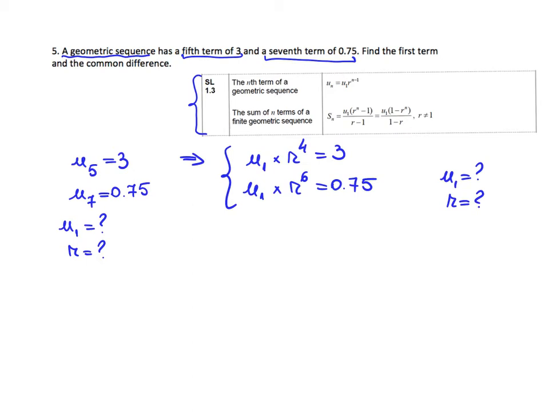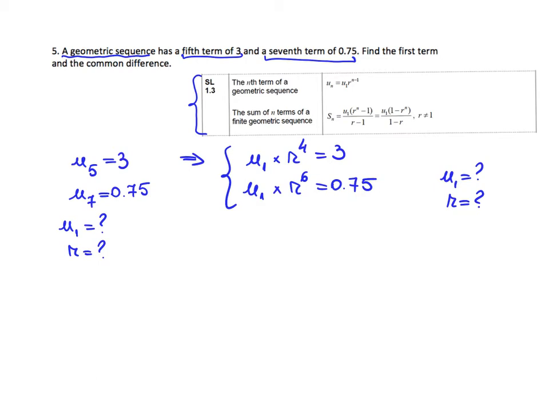However, I cannot use the linear solve app in my GDC, which I used in the previous question, because in this case, the two equations are not linear. See, I have r to the power of 4, r to the power of 6. I have U1 multiplied by r, so they are not linear. But to solve, I can do a small trick.